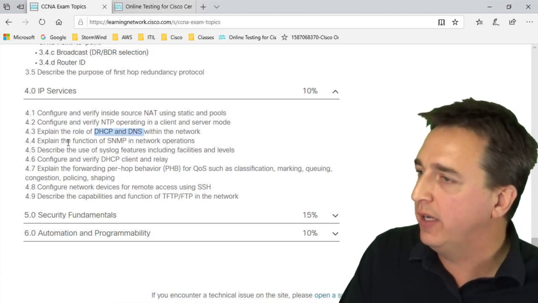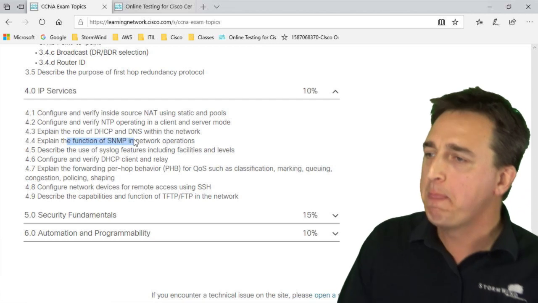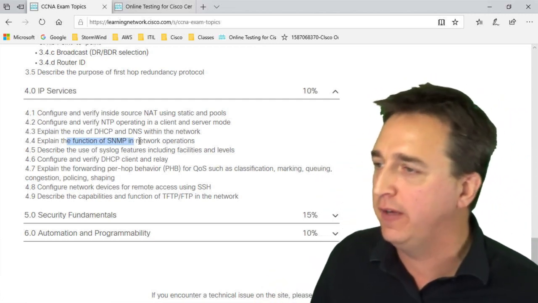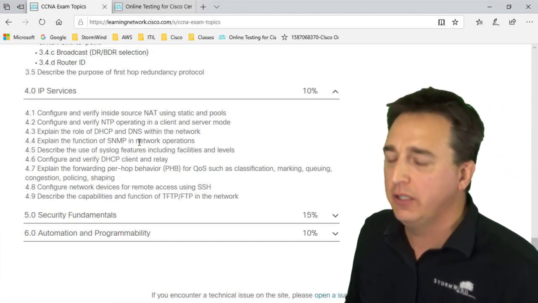DHCP, DNS, perfect. Explain the function of SNMP. I would add configure to this. Absolutely. I would also throw in configure for SNMP. That would be a good addition.